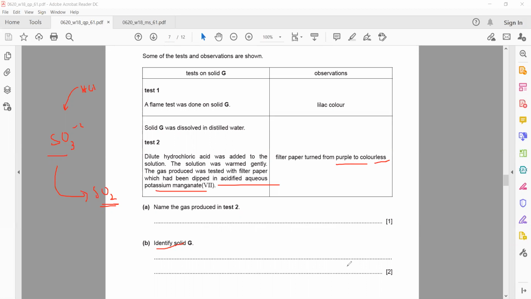Identify solid G. What is solid G? It's potassium sulfite. Because of the flame color, we identify potassium, and the second one is a test for the sulfite ion. So solid G is potassium sulfite.